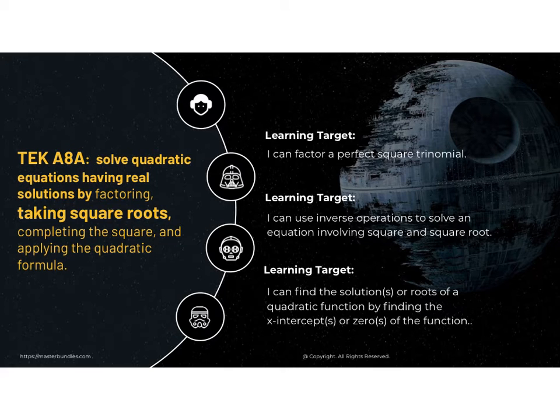You're going to need to use inverse operations, so you need to understand that to undo squaring, you take the square root. And then finally, the big learning target: you can solve the quadratic, find the roots and the solutions of them, using the square root method, or just solving them.